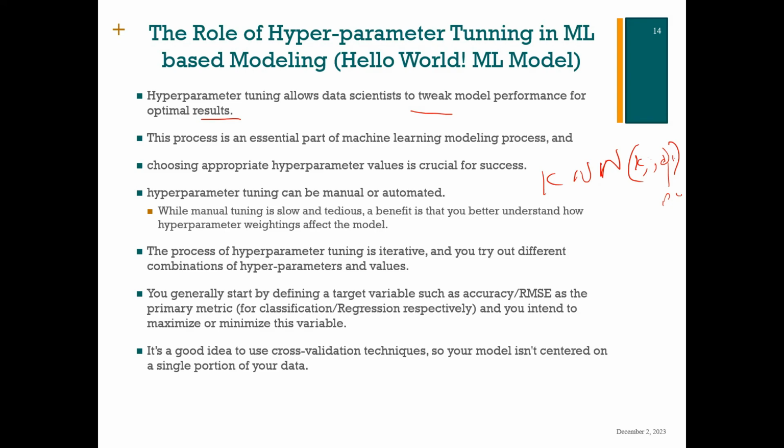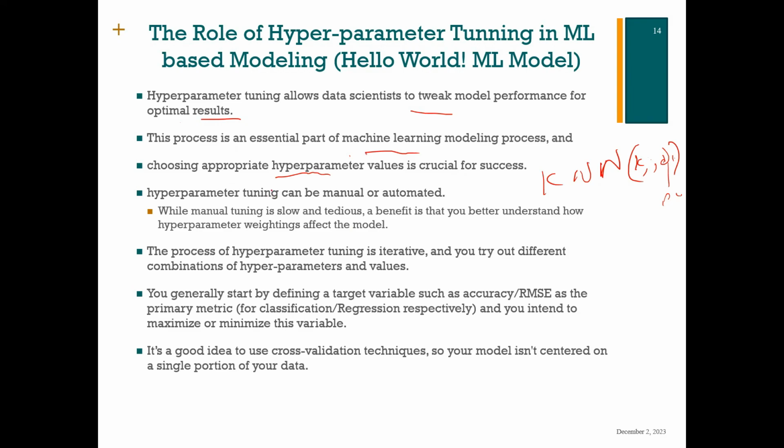So when you just use default values for all the algorithms, and then you report the algorithm with the best result based on default parameters, this is not valid. This is not correct. So you have to subject each and every model to hyperparameter tuning. We said the process is an essential part of the machine learning modeling process, and choosing appropriate hyperparameter values is crucial for success and for the acceptability of your experiment.